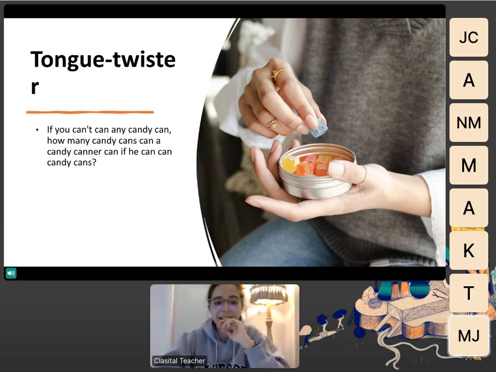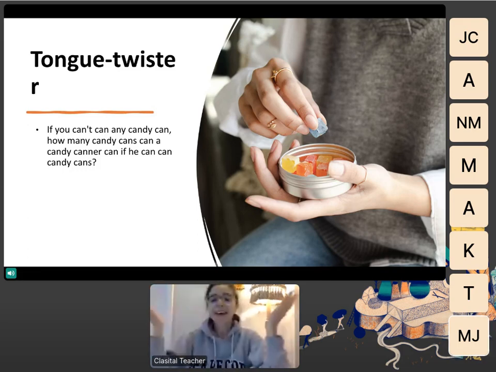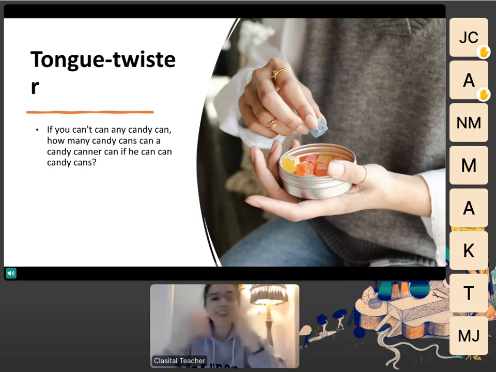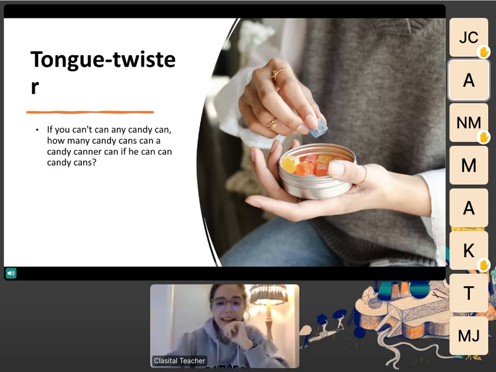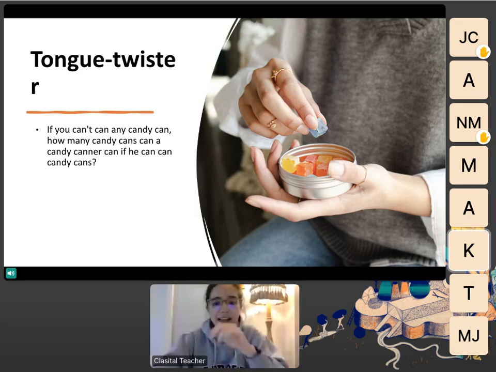If you can't can any candy can, how many candies can a candy canner can if he can candies can? That was great. Thank you for being a risk taker and trying. Okay, Anna? That was great, thank you. Kanak? That was great too. Thank you, Kanak. Nina?